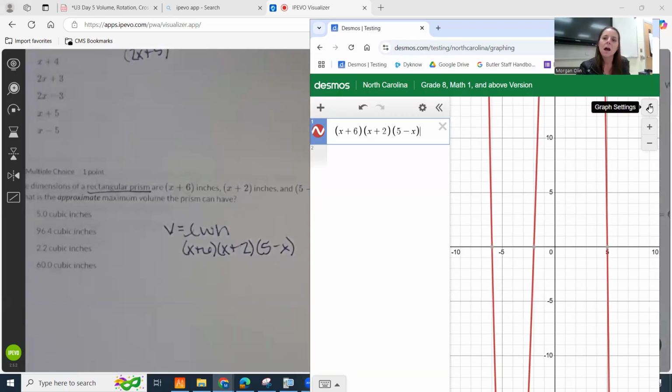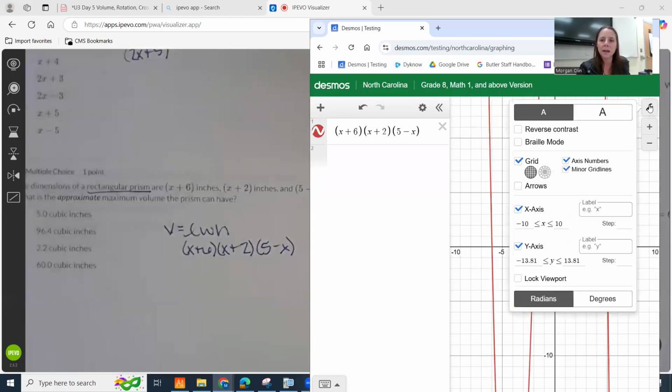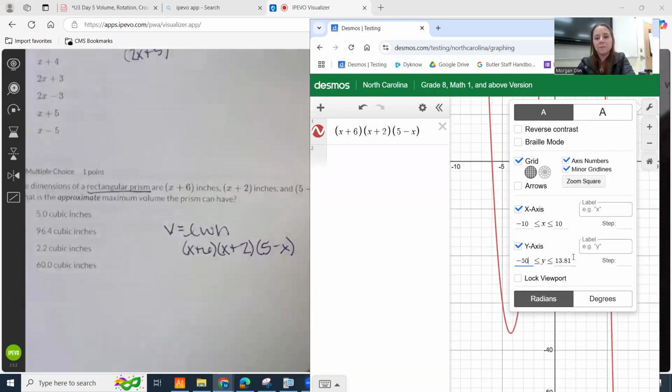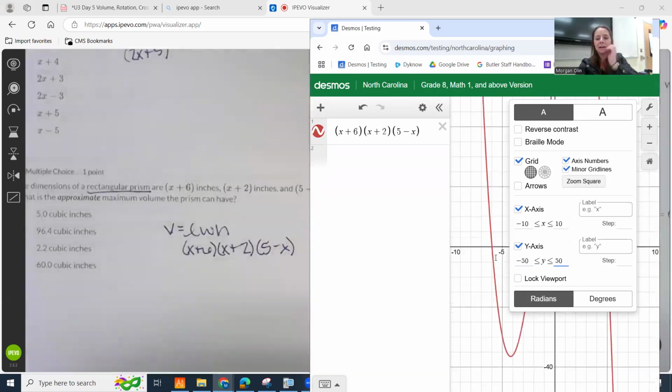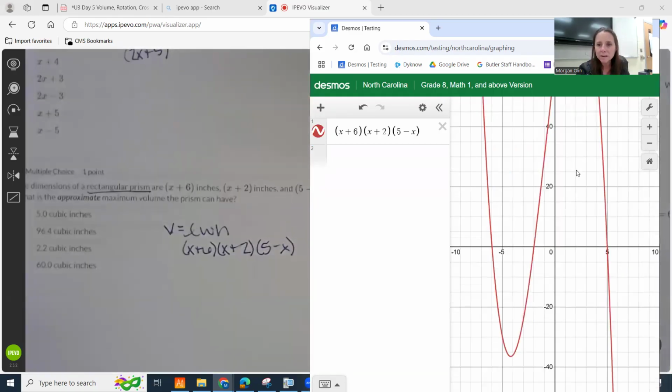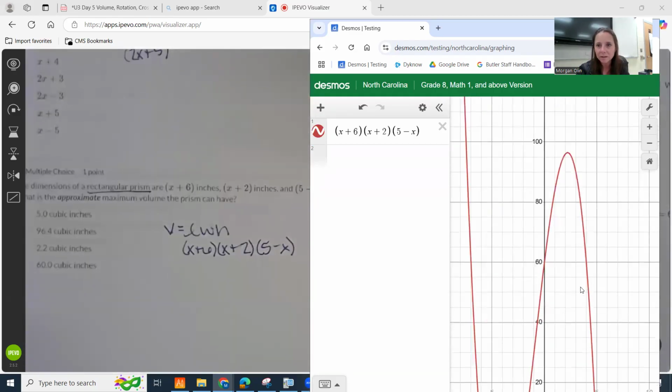You see this wrench right here? If you hit it, I need to go up on my y-axis, I'm sorry. I need to go up. So I'm going to put like -50, 50. I don't know if this is enough. This is kind of a guessing game. And it wasn't enough, but I can slide this down. There we go. So if you want to do like -100 to 100, that I think would work. So right here is my max.